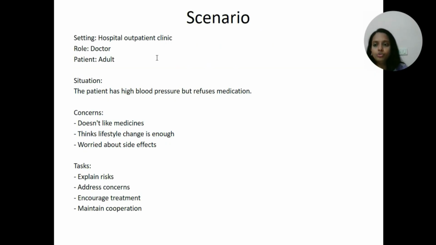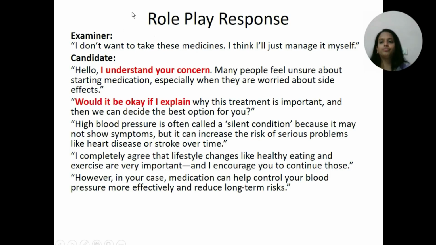Now, here is a scenario. Setting is hospital outpatient clinic, and your role is doctor, patient is an adult patient. And situation is the patient has high blood pressure but refuses to take medication. Patient concerns are: doesn't like medicines, thinks lifestyle changes are enough, worried about side effects. And your task is to explain the risk, address his concerns, and then encourage treatment and maintain cooperation. Ready? Okay, let me give my response here.